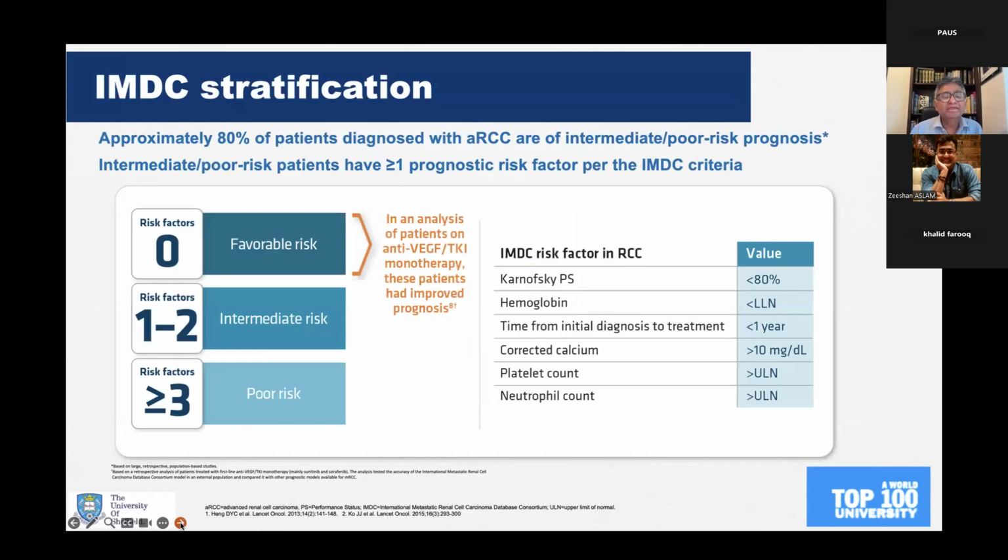And again, what are the factors? 0 risk factor, favorable, 1 to 2, intermediate, more than 3, poor risk factors. And the risk factors you look at are quite objective. You look at Karnofsky's performance status. That is the only one which is a little bit subjective, but otherwise hemoglobin, time from initial diagnosis to treatment less than 1 year, corrected calcium, platelet count, neutrophil count. So all of these give a score. And then if your risk is 3 or more, then you will be in the poor risk group.